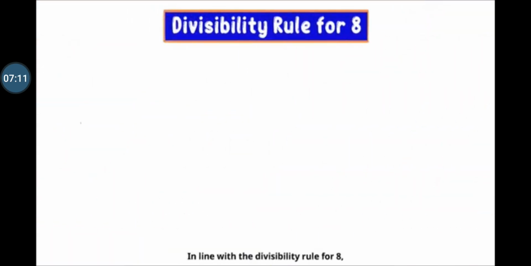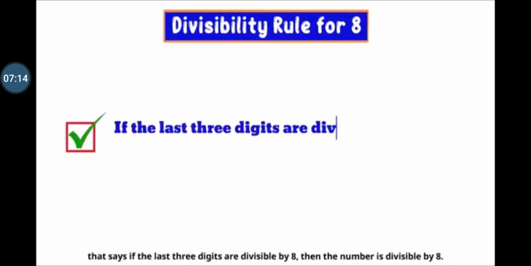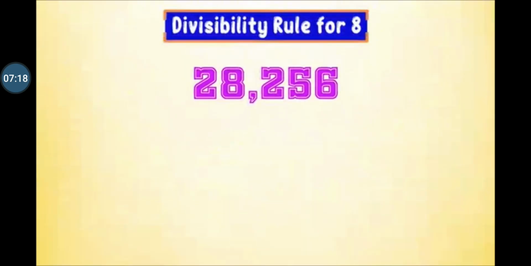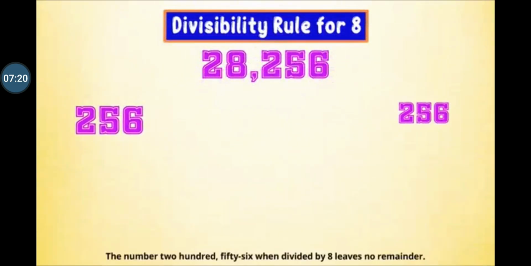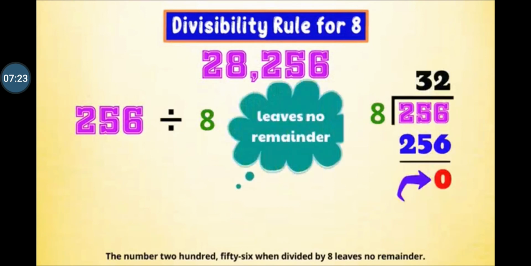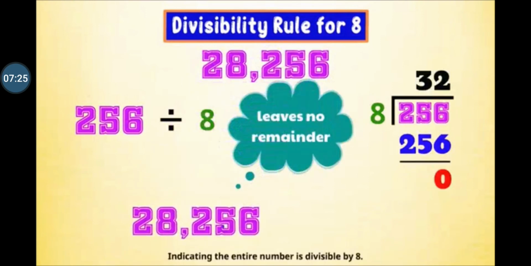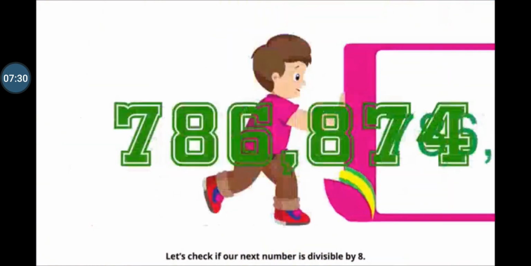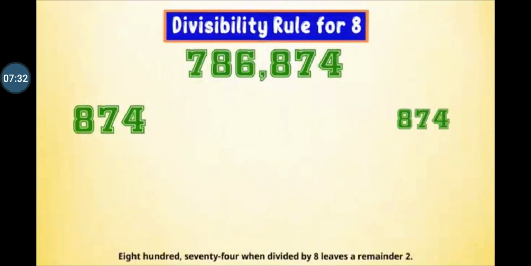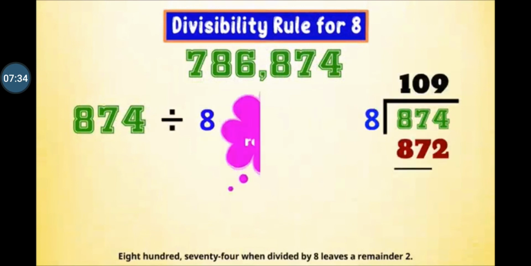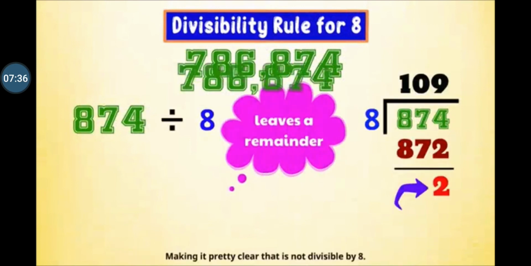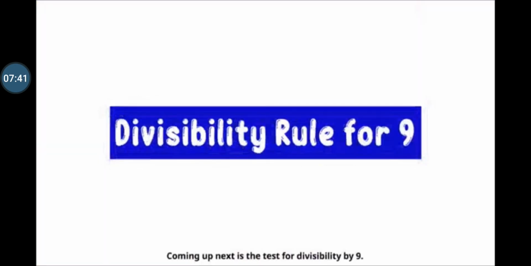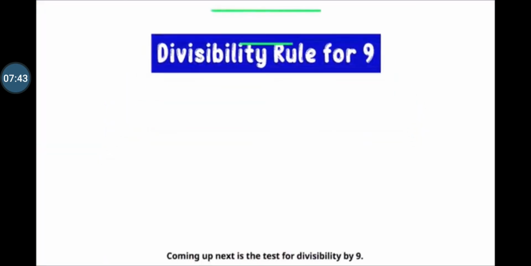Look at this number. Now we have to check the divisibility rule for 8. If the last 3 digits are divisible by 8, it means the number is divisible by 8. So we have to divide 256 by 8. We get 0 remainder. So it means this is divisible by 8. Now check this number divided by 8. We get a remainder. So it means this number is not divisible by 8.